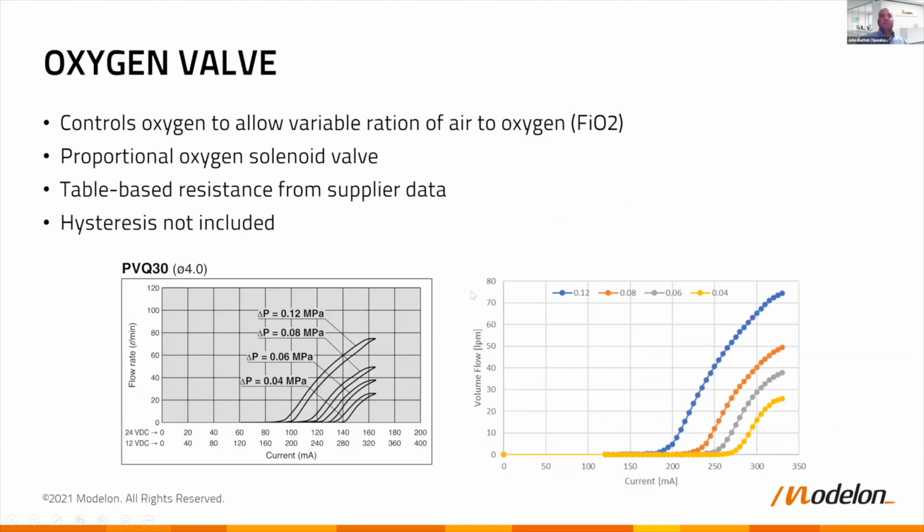In addition to controlling airflow, ventilators can deliver mixtures of air and oxygen. So you also need to be able to control oxygen to allow a variable ratio of what's called the FiO2. Here, they used an off-the-shelf proportional oxygen solenoid valve, and it was just modeled as a table-based resistance based on the data that you see here. And here's how it was turned into the data for the model.